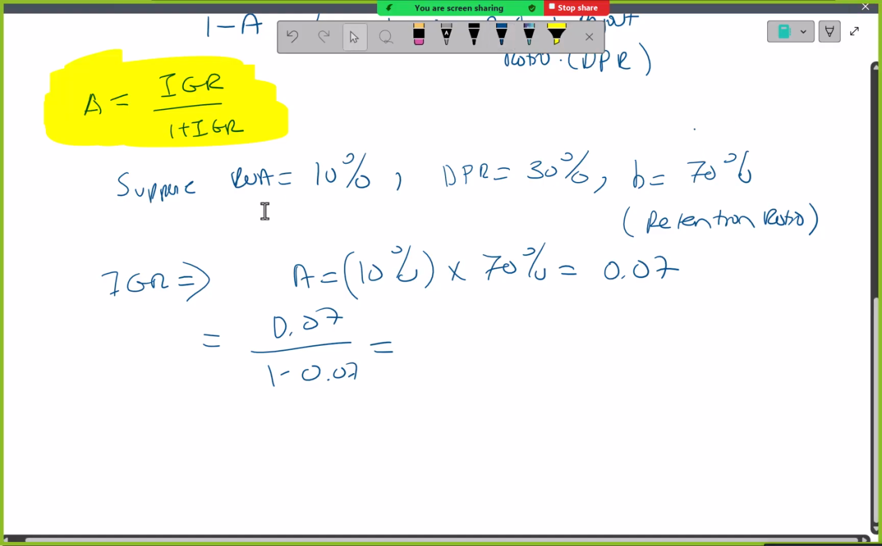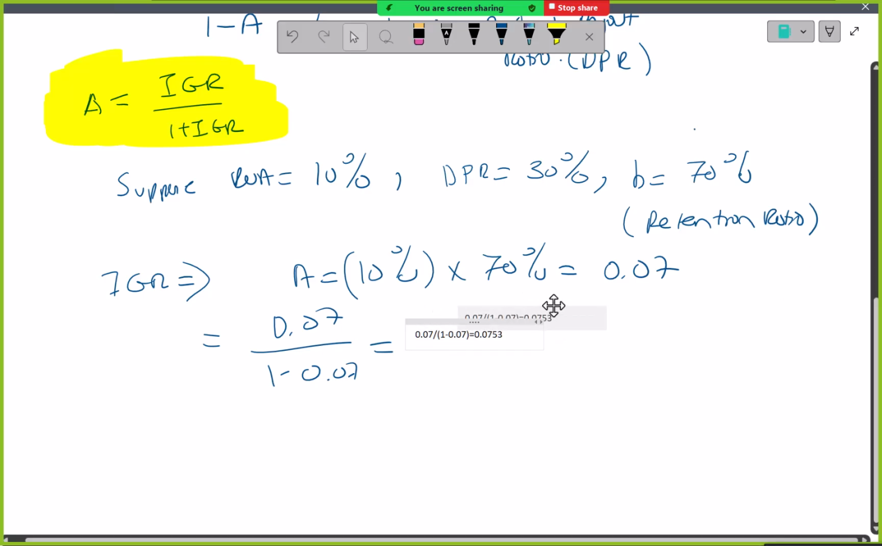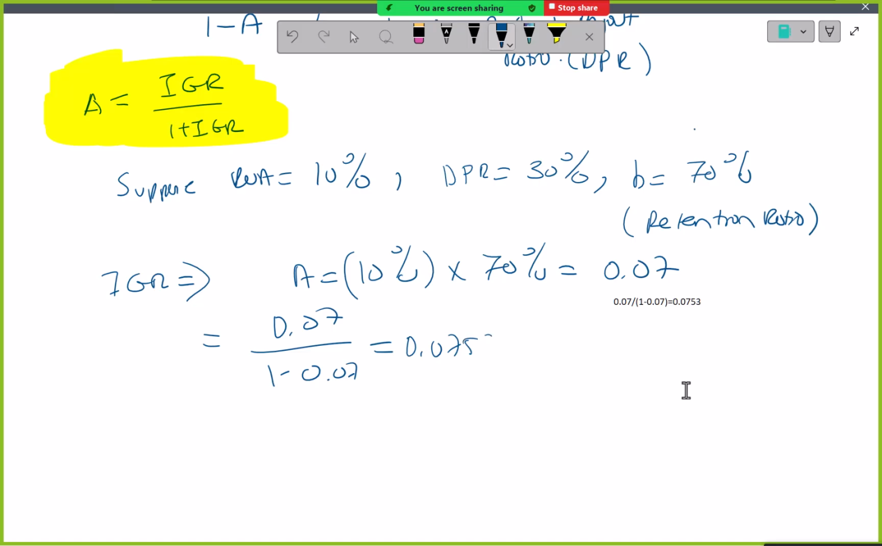Of course, I'm gonna use my calculator. That means this firm will grow at 7.53% if they were to use only internal resources, which means they're not going to issue new equity and they're not going to have more debt. They'll use whatever money they have.